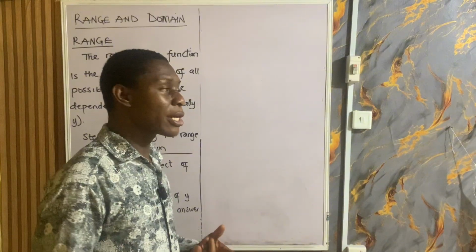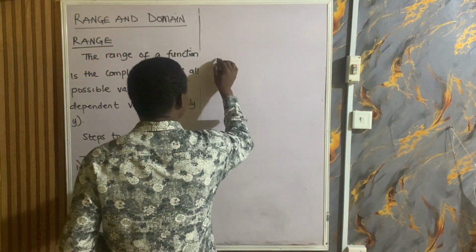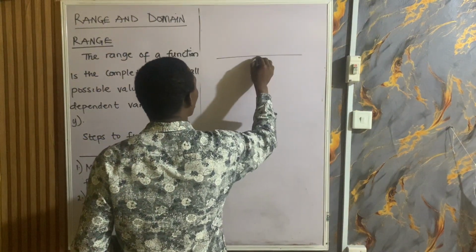Now, another thing to take note of is that, as we look at the number line, the middle of the number line is 0.